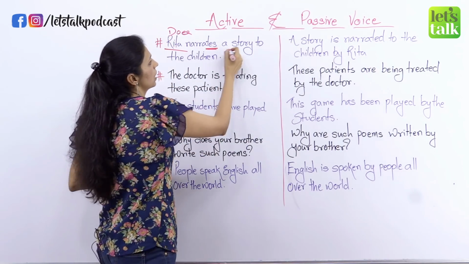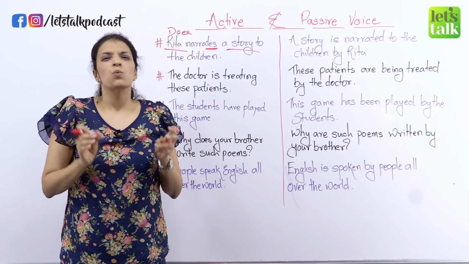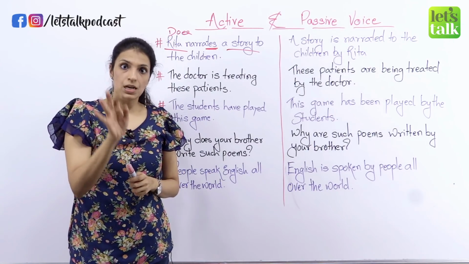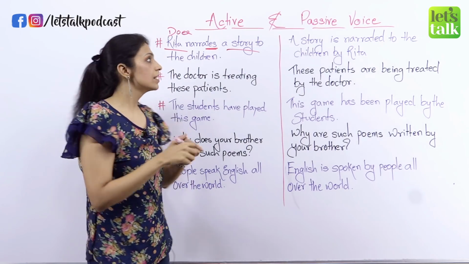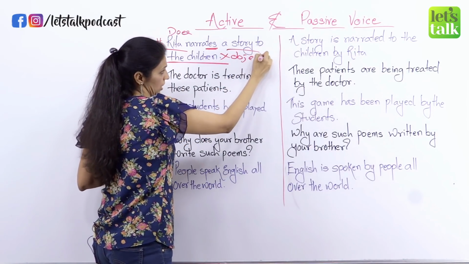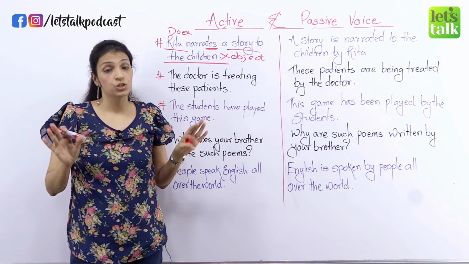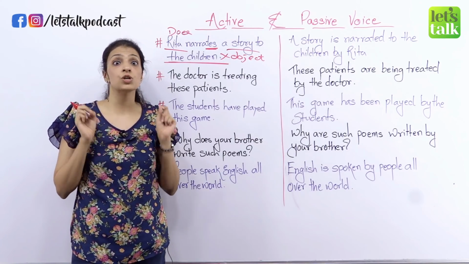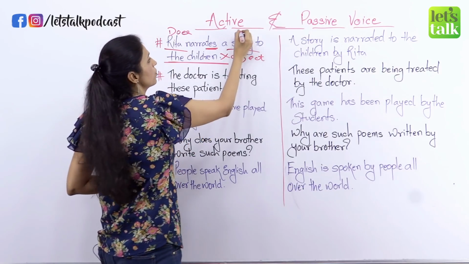Now, at any point of time, if you're confused, which probably you would be, as to what is an object. An object is a person or thing on which action is done, okay? It is not the last word of the sentence. This is not the object. If I say Rita narrates, is she narrating the children? No, she's narrating a story. So you need to understand, the minute you are confused, ask the question what. Rita narrates what, okay? And you have your object here.